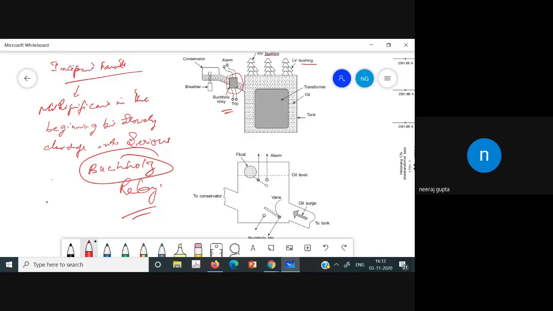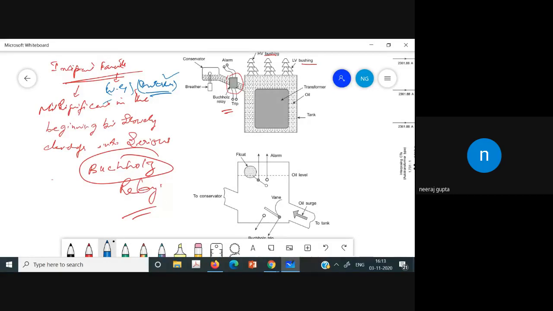Now, let us suppose that an incipient fault occurs, which can be a winding to core fault or an interturn fault in the transformer. So there is severe heating of the transformer, as we have discussed. In case of the interturn fault, hot spots are generated and severe heating is there in the transformer.